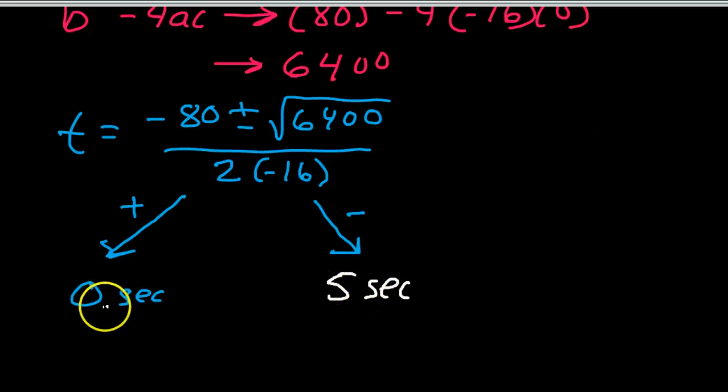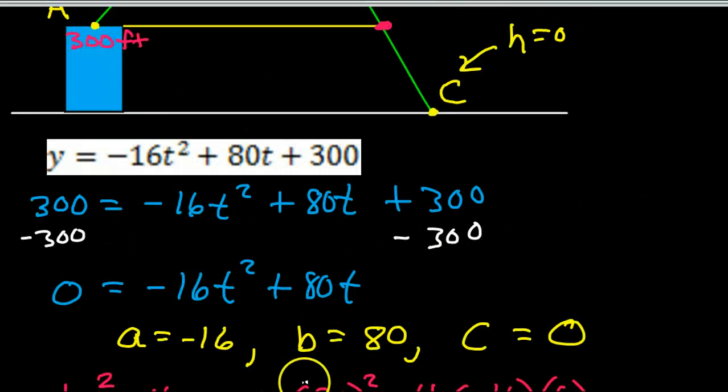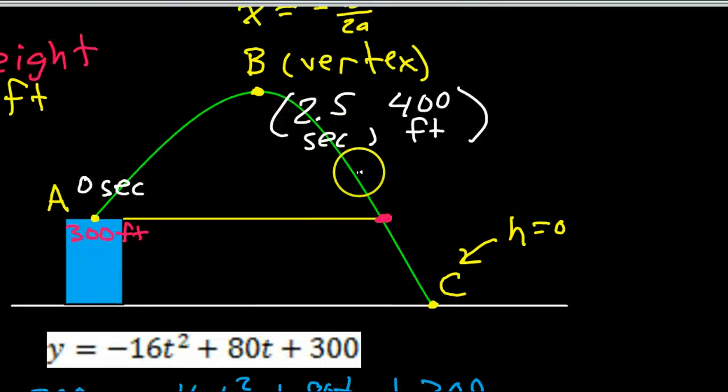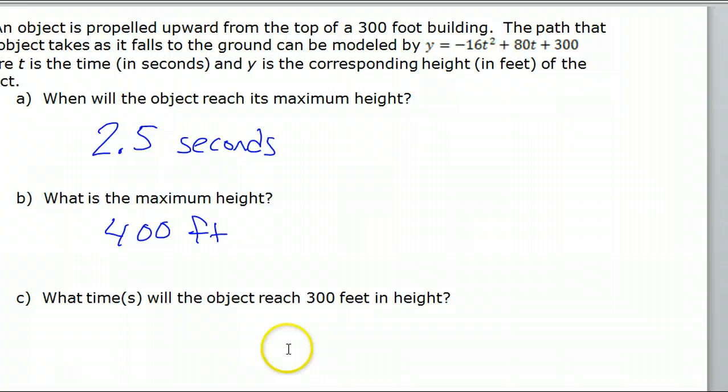So this is saying, yeah, we were at 300 feet at the beginning, second 0, but then after 5 seconds, we're back down to 300 feet again. So 5 seconds. Okay, we're right here at 300 feet.